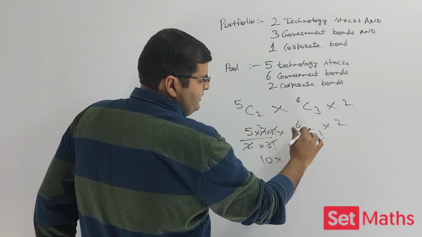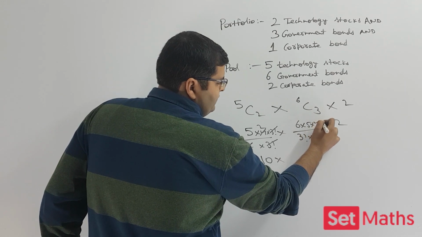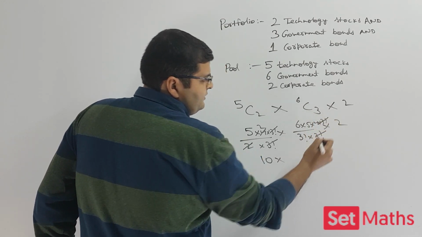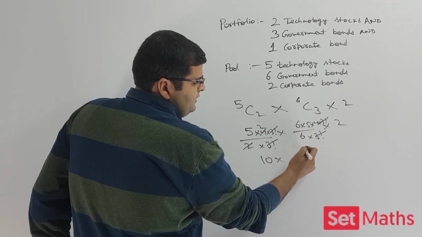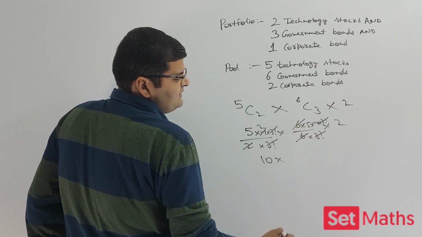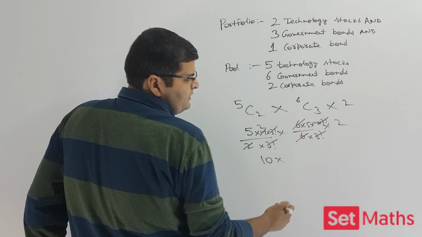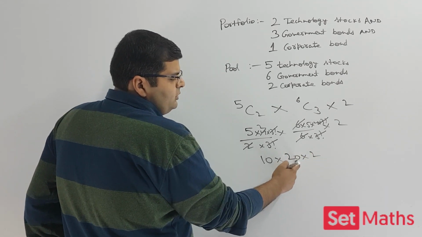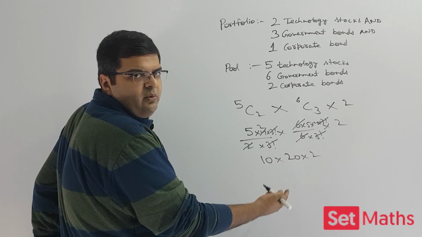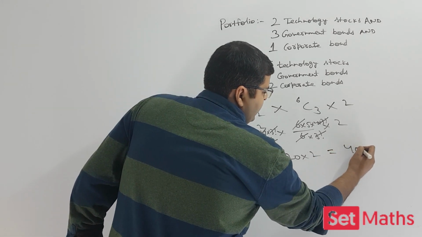Now 6 factorial can be written as 6 into 5 into 4 into 3 factorial. 3 factorial goes away. 3 factorial value is 6. So 6 is here, and 6 and 6 cancel out. So this is 5 into 4 that is left, which is 20, multiplied by 2. So 10 into 20 into 2. 10 into 20 is 200. 200 into 2 is 400.